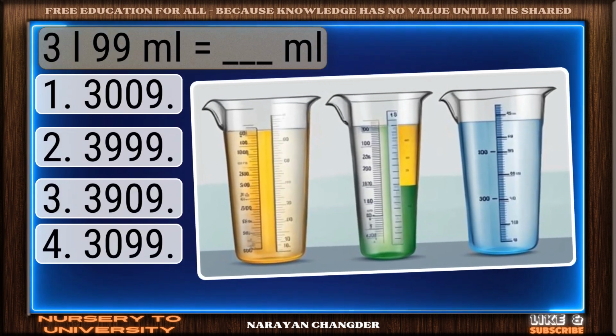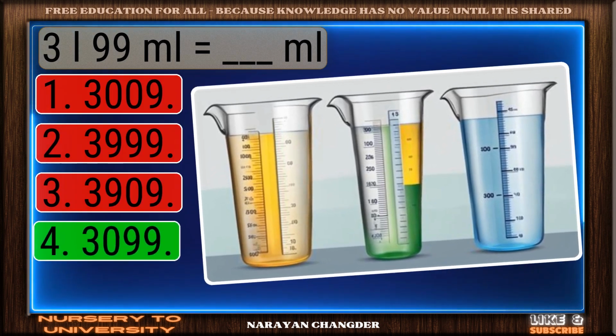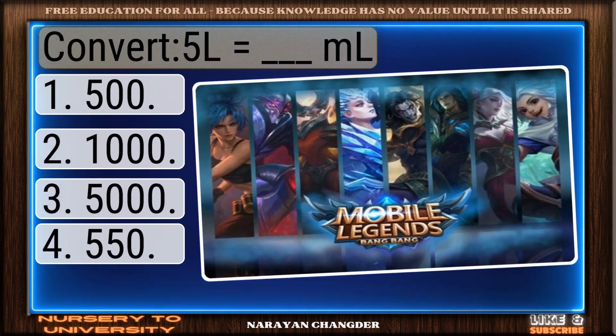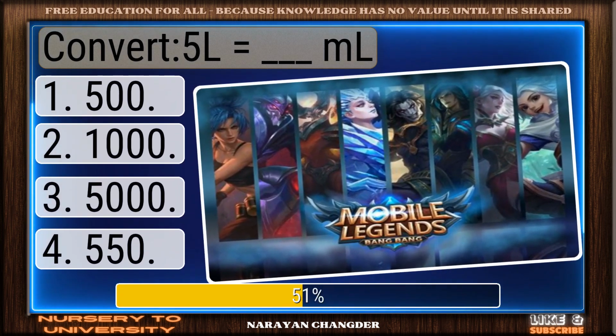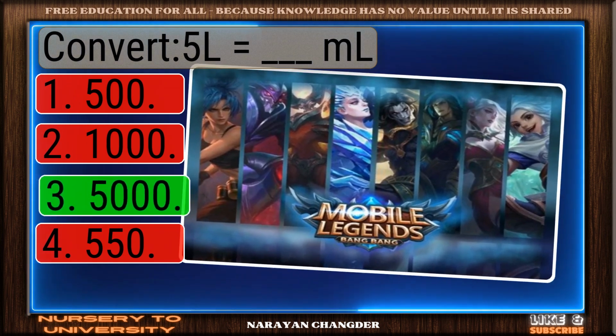3 L 99 ml equal to dash ml. Excellent. 3099 is a brilliant choice. Convert 5 L equal to dash ml. Smart pick. 5000 is the correct choice.